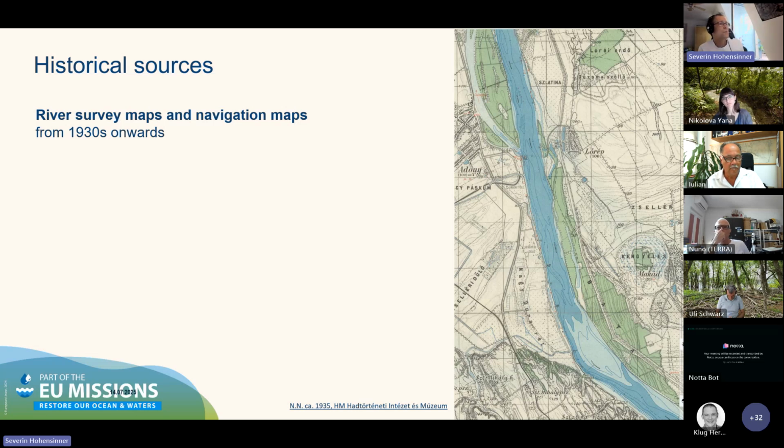And my almost last one is the river survey maps and navigation maps from the 1930s onwards. These are really often good maps. Here is an example from Hungary. It's a perfect river map showing a lot of detail.